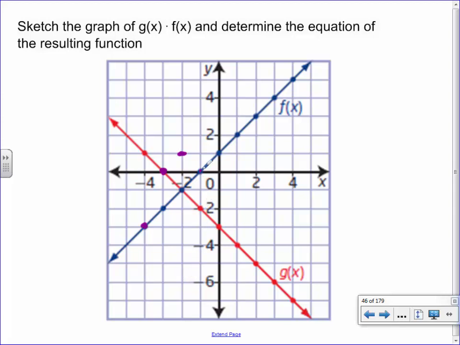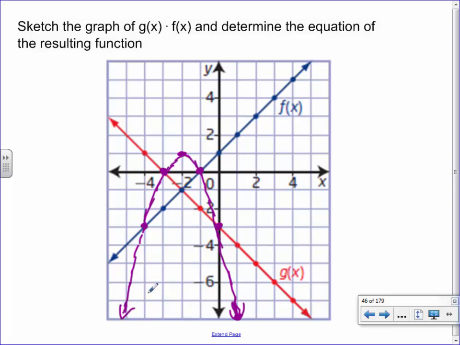0 times negative 2 will be 0. 1 and negative 3 will be negative 3. 2 and negative 4 will be negative 8. And I'm more or less running out of room now. What did I just draw? You're quadratic. I mean, if I could keep going this way here, I'm sure it looks like that, right?